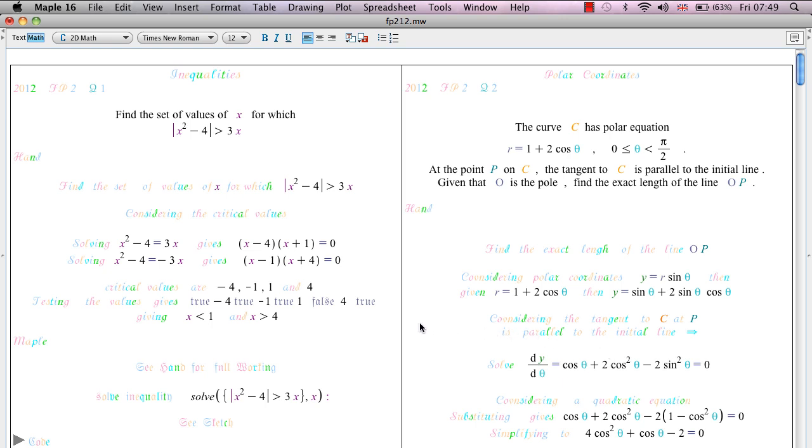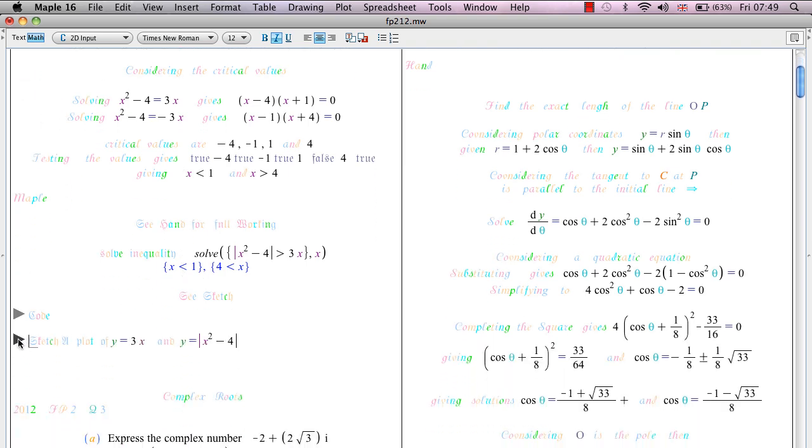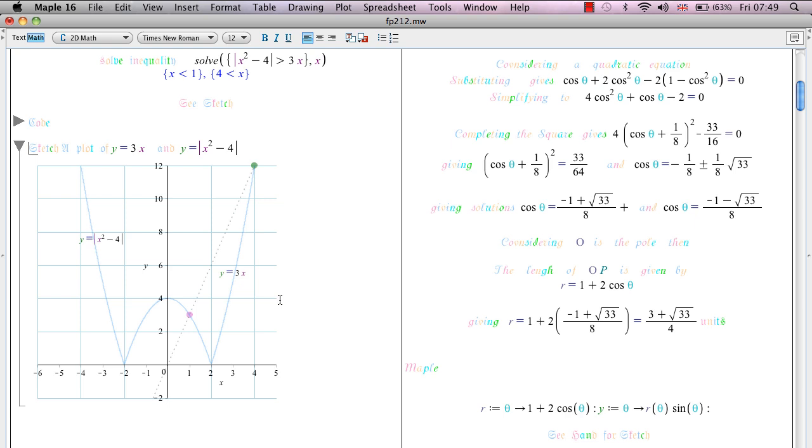Question 1, inequalities: the modulus of x squared minus 4 is more than 3x. So solving for x squared minus 4 equals 3x, and minus 3x, gives these critical values. Testing between these values, we can see that x must be less than 1 and more than 4. And the sketch here shows x less than 1 and more than 4.